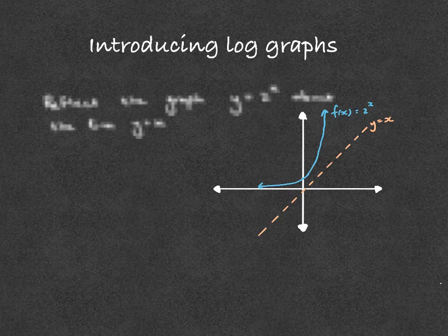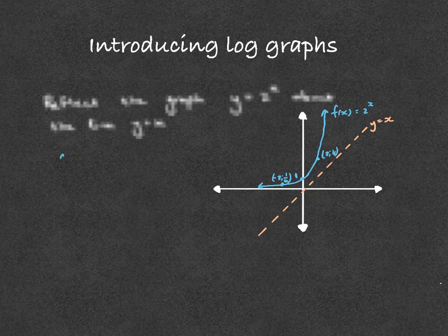So when x is 0, y will be 1. The y-intercept is 1, right? 2 to the 0 is 1. When x is equal to −2, we get the point 2 to the power of −2, which is a quarter. So that will be (−2, 1/4). And then we can do the point 2: when x is equal to 2, y would be 4. All right, so if we reflect that, it reflects about the line y equals x.